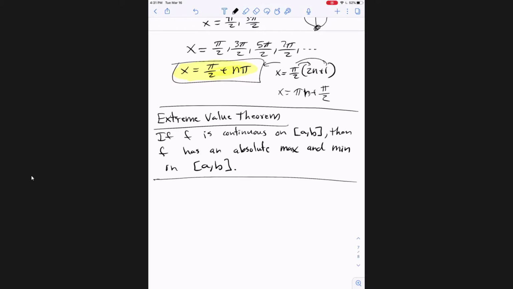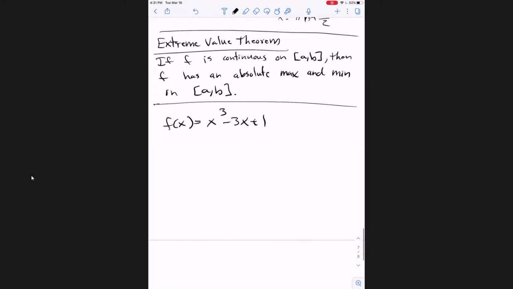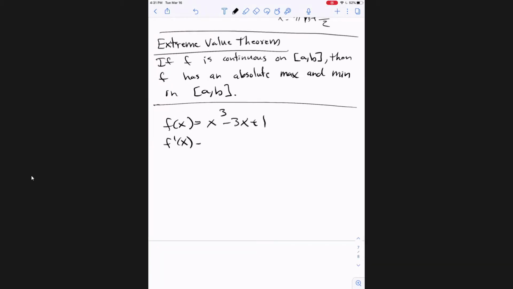Suppose I ask you to find the absolute max and min of this function that I'm about to give you. f of x equals x to the third minus 3x plus 1. So first you've got to find the derivative and the critical values. The derivative is 3x squared minus 3. Set it equal to 0 and solve for x, just like we did before the break.